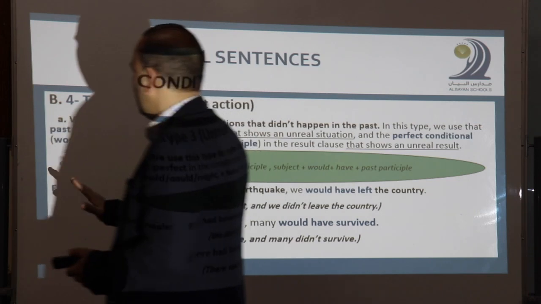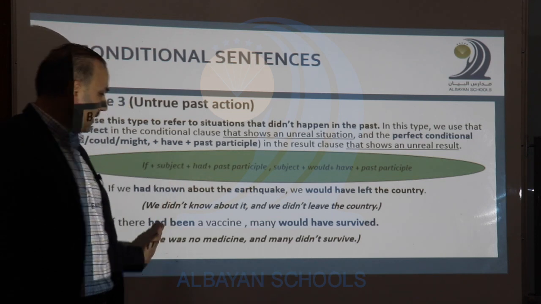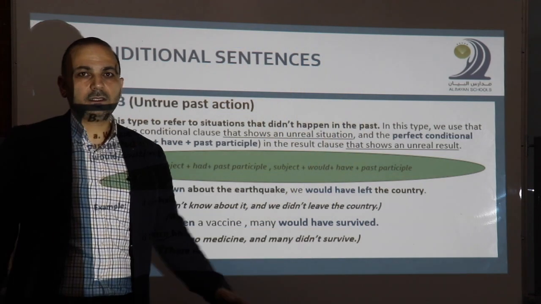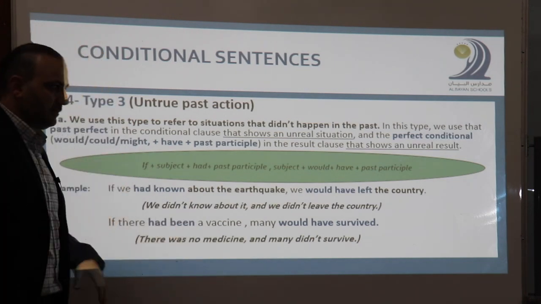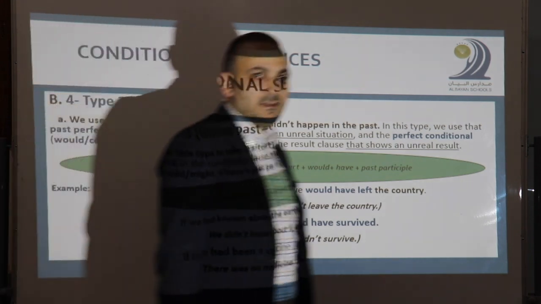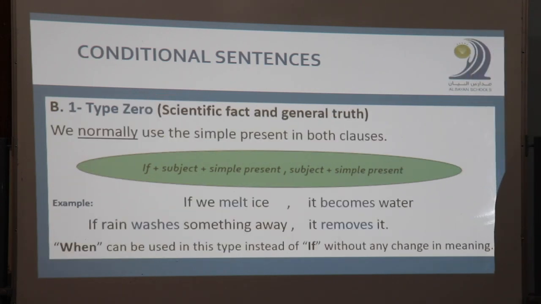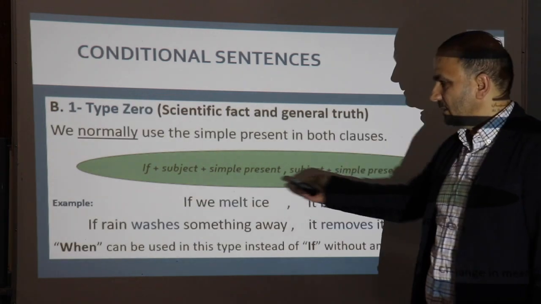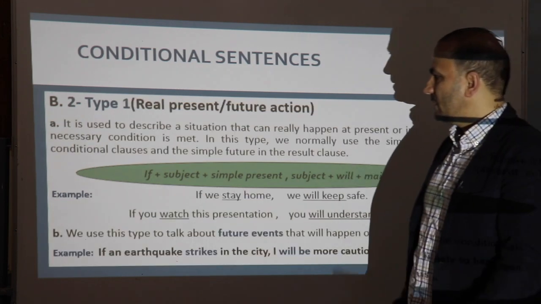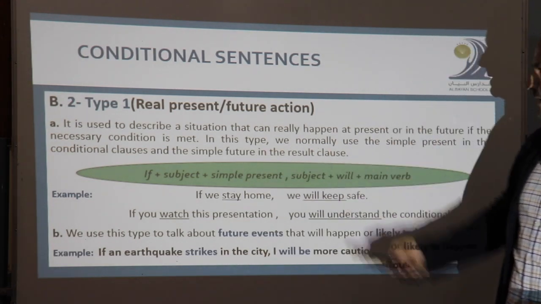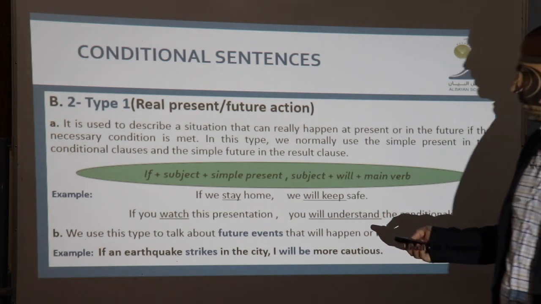So we use the past perfect in the conditional part, of course, had plus past participle of the main verb, and in the main or result part would plus have plus past participle of the main verb. These are the three types. As we said, type 0 is a scientific fact where we use simple present in both clauses, and type 1 is about real situations in the present, if plus simple present, and we have will or simple future in the result part or the main clause.